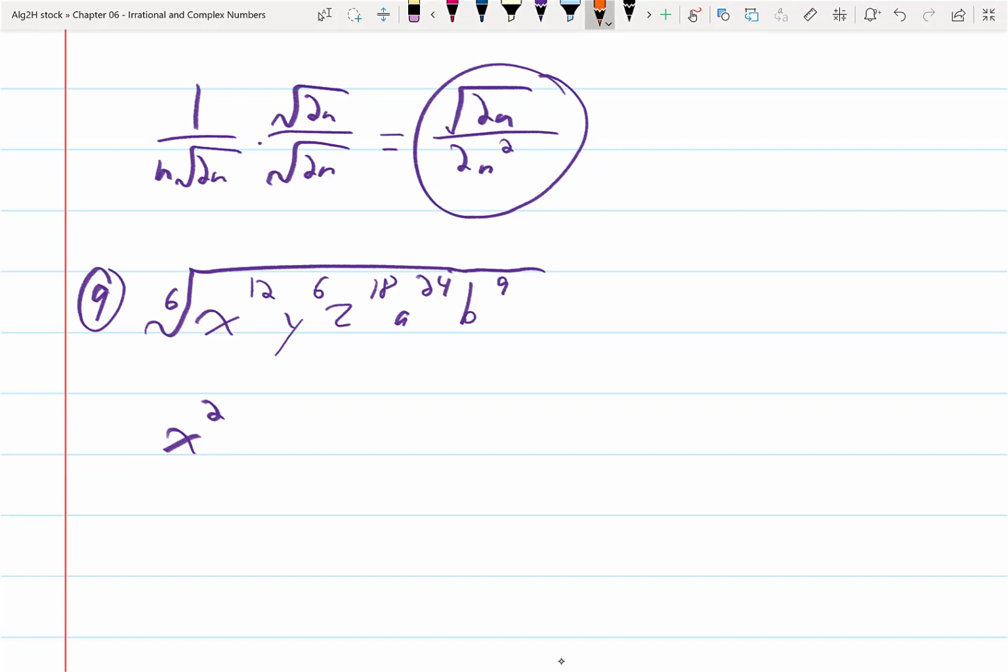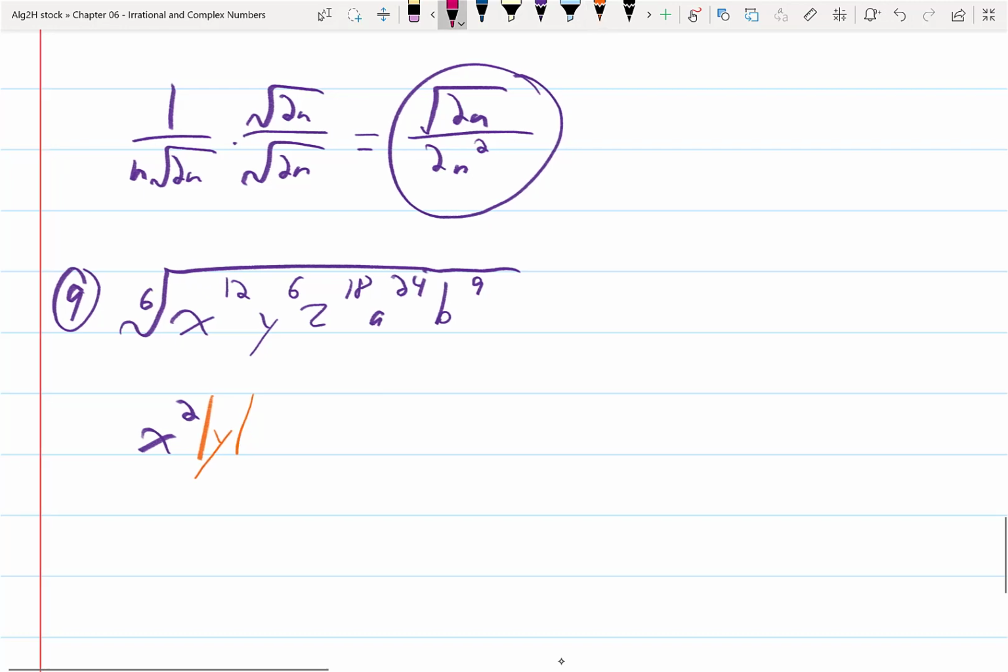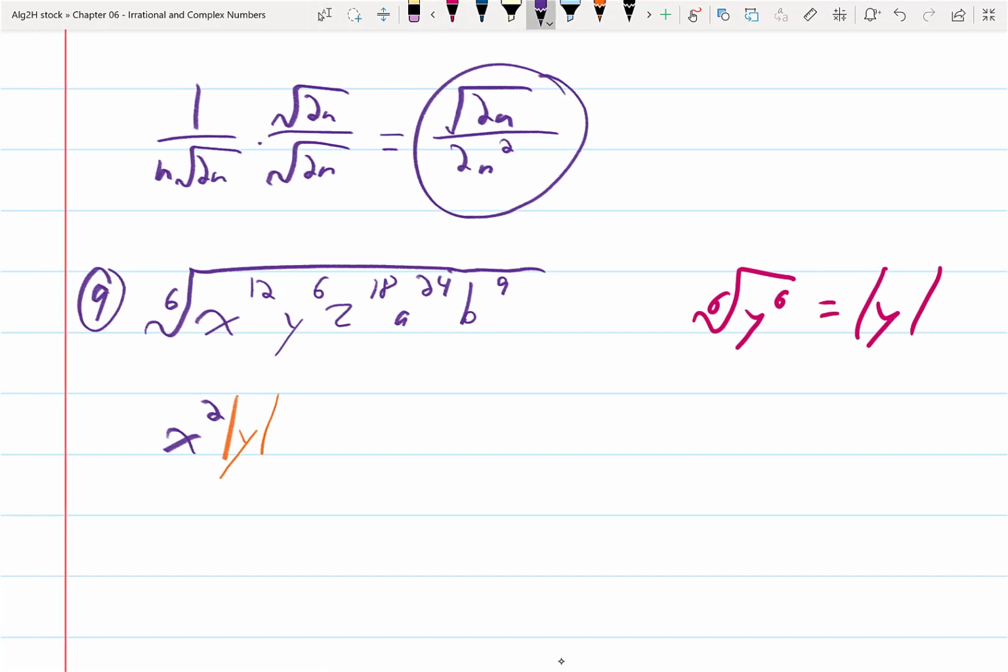Y to the 6th 6th rooted is just y. If y was negative, y to the 6th would be positive. But the y would stay negative, so I need to force it to be positive. This is because the 6th root of y to the 6th is the absolute value of y. Let's keep going. Z to the 18th, 6th rooted, gives me z to the 3rd.